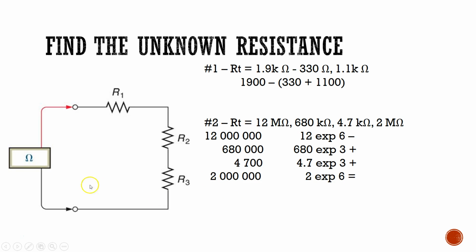Okay, here we want to find the unknown resistance. We're given a total resistance of 1.9 kiloohms and R1 and R2 of 330 and 1.1 K. So we would take that total and subtract out the two known resistances, and we can find the unknown resistance.